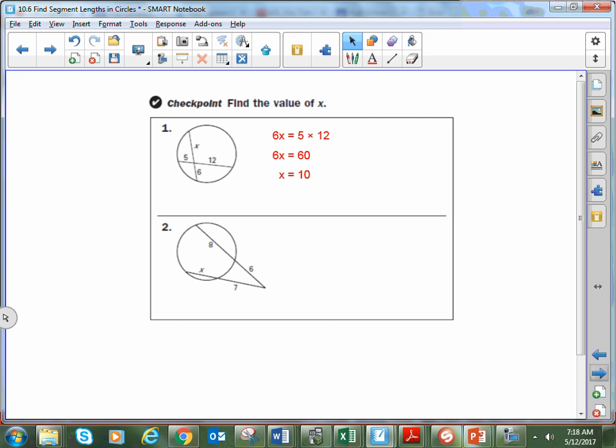For the next one, we're going to say the external part multiplied by the whole thing. So we're going to have one that says 6 times 14, because that's what 6 and 8 added together are. And then we're going to have another one that says 7 times x plus 7. And when we solve for that one, we get a 5.